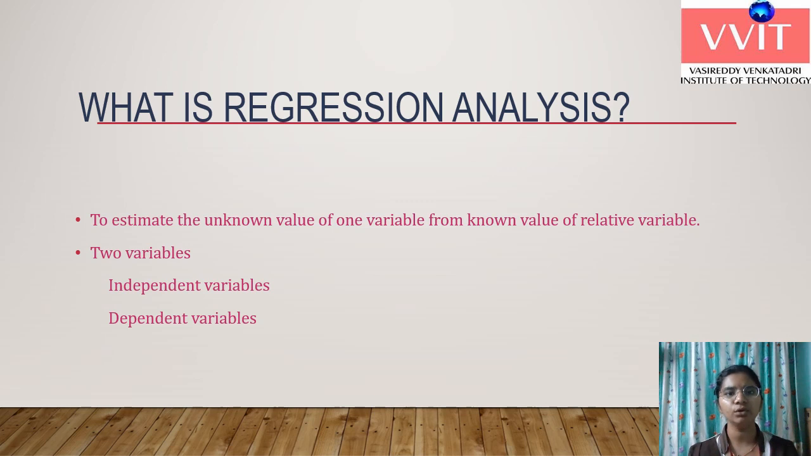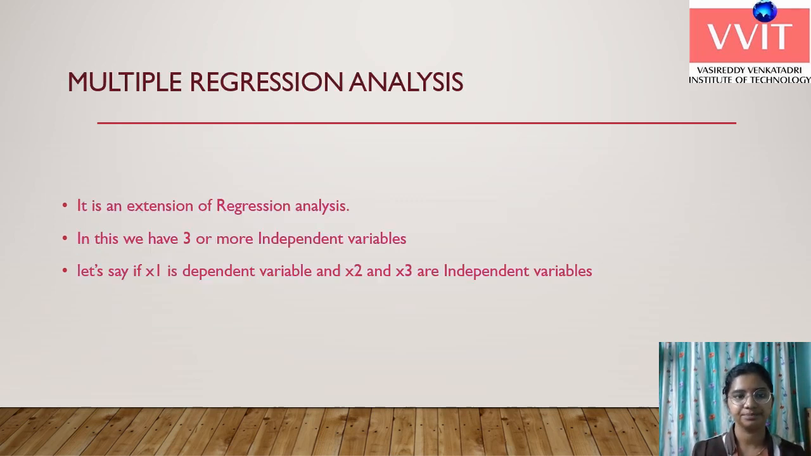In regression, we have two kinds of variables, dependent and independent variables. Dependent variables are the variables whose value is to be predicted, and the independent variables are the variables which are used to predict the dependent variables. Multiple regression is an extension of regression analysis. In multiple regression, we have more than two variables. That means we'll have more independent variables.